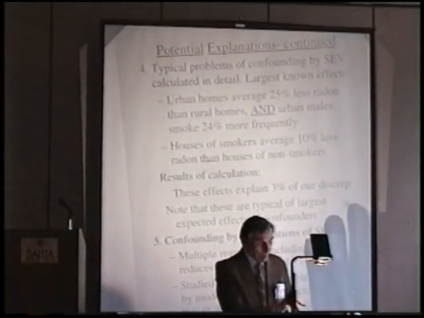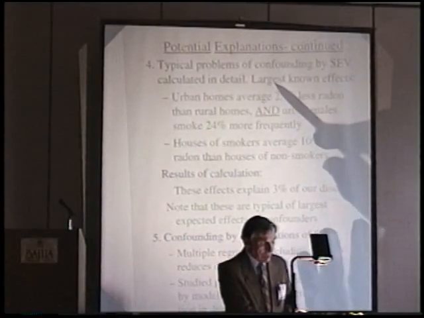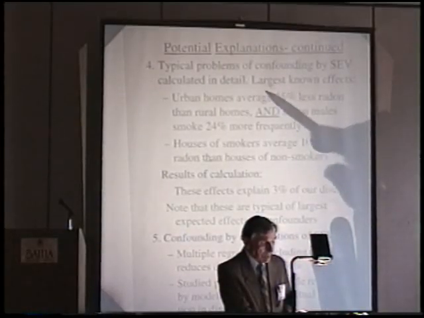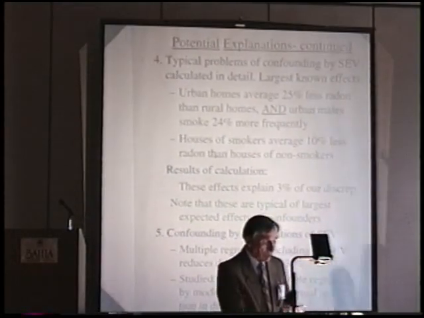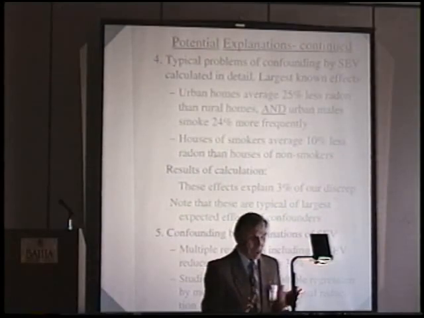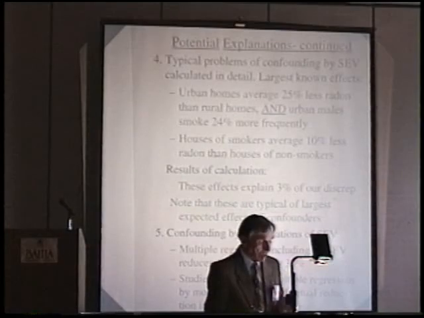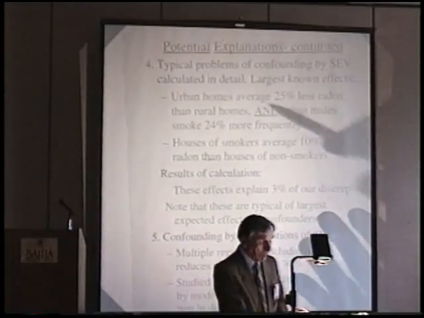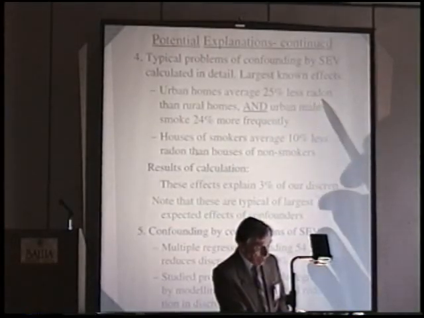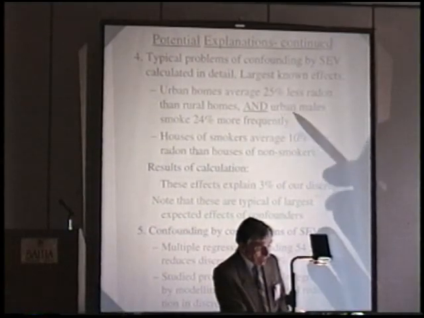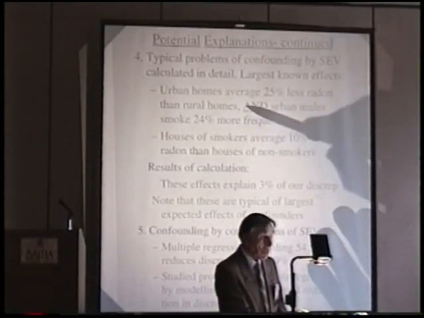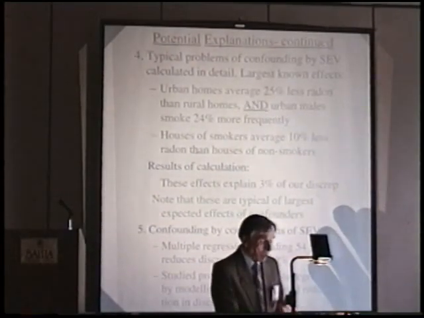Now, another thing we did here, another possible explanation was maybe there's something more complicated going on. So I picked out the problems of confounding that have the largest known effects. In other words, we know quite a lot about radon. We did lots of studies of radon, how it relates to all sorts of house characteristics and socioeconomic characteristics and so forth. The biggest problem we could come up with there was that urban homes average 25% less radon than rural homes, and also urban people smoke about 24% more frequently than rural people. Well, there's a made-to-order confounding factor here. That's what I call the urban-rural effect.